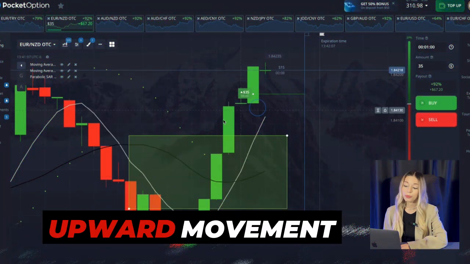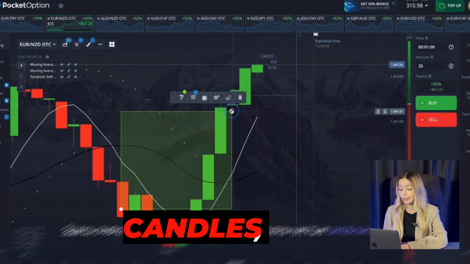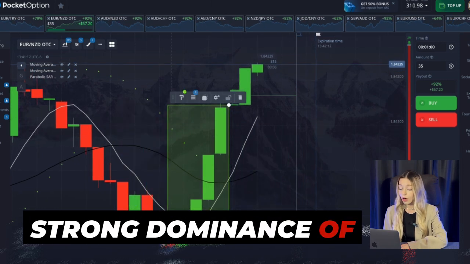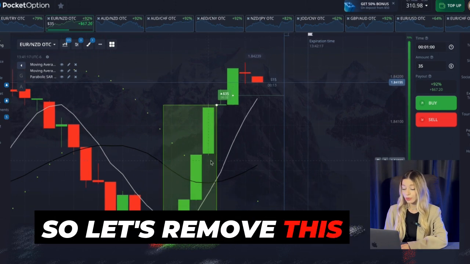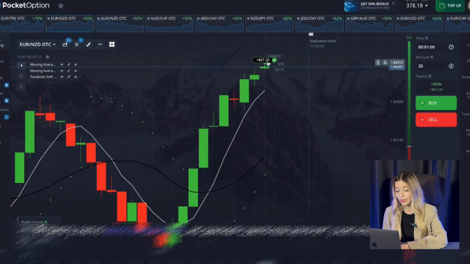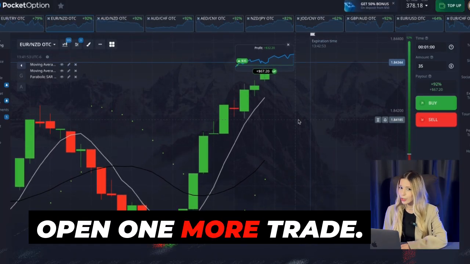There is a beautiful upward movement with clean full green candles, which indicates a strong dominance of buyers. This is a very good sign for an upward trend, so let's remove this one. Guys, I want to remind you about risk management because 10% is actually the maximum you should go for in a trade. It might look tempting to enter with your entire deposit, but that's always risky. And if I lose this 10%, I can easily recover, but this trade enters in the positive. Plus $32 and we can open one more trade.